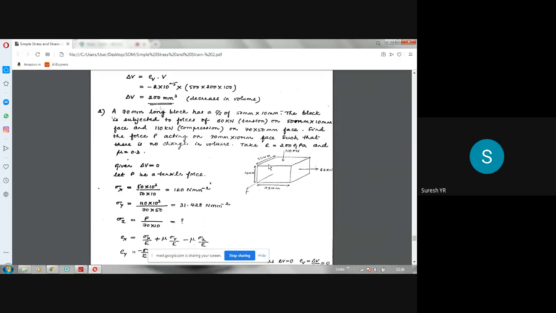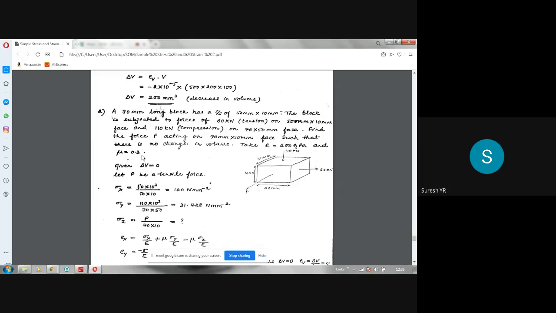So they are all same. Please make a note: GPa means 10 power 3 MPa. And mu as 0.3. He has given 0.3 here. So for steel, it can vary from 0.25 to 0.3. In this problem, Poisson's ratio is given as 0.3.